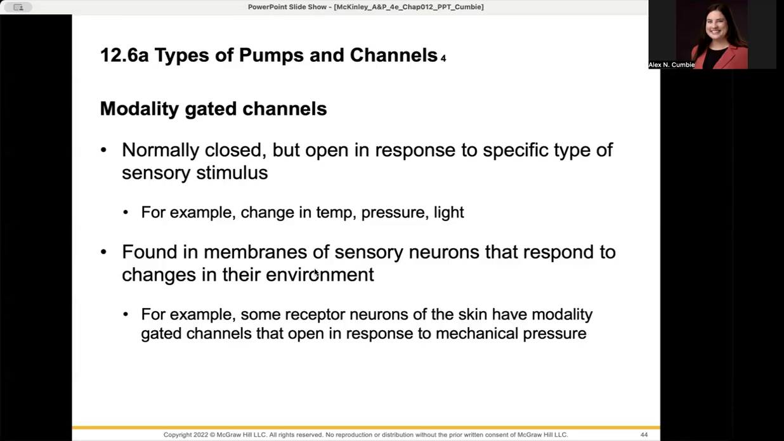And typically we find these in the membranes of sensory neurons, which respond to changes in the environment. One example of this could be the neurons present in your skin, and they might open those channels based on a change in mechanical pressure. This could be stretching of the skin or pushing, putting pressure on the skin. So these modality gated ones are based off of a very, very specific stimulus that occurs to open up those channels.